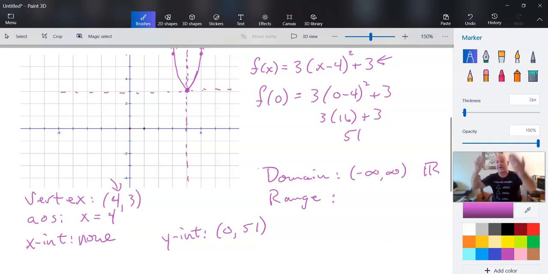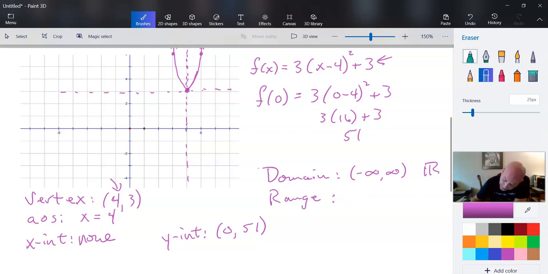If the parabola turned out to be pointed down at this point, then that would be a maximum value. So now the range, it looks like it starts at 3. Oops, it includes 3. And goes off to infinity.